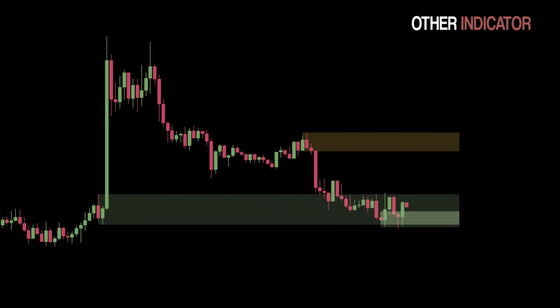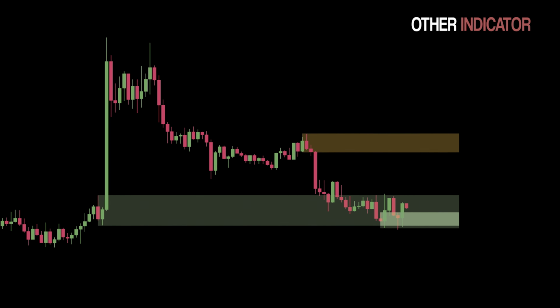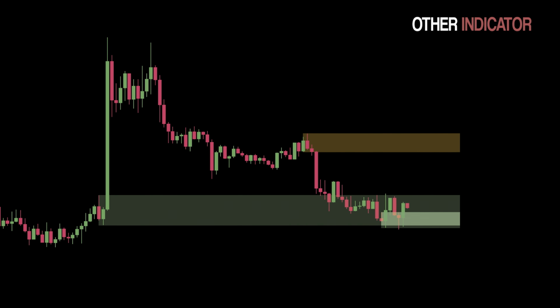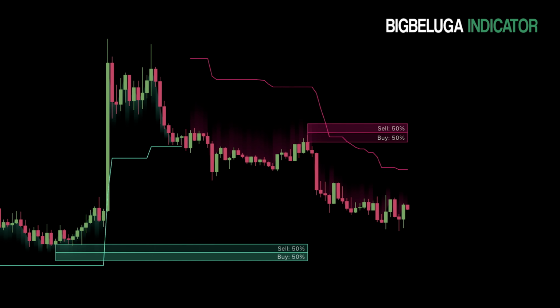Most order block indicators mark every single swing high and low as a zone, so you end up with a chart covered in boxes and no real way to tell which ones matter. This one only calls a zone tradable once the volume behind it actually backs it up.